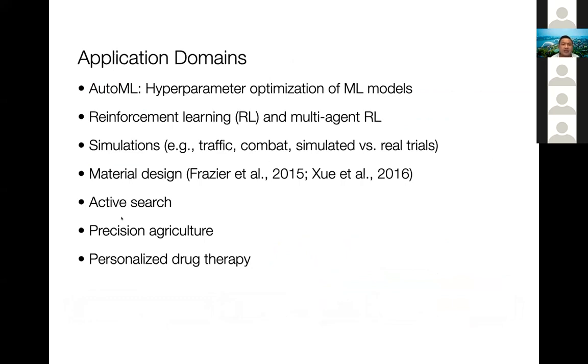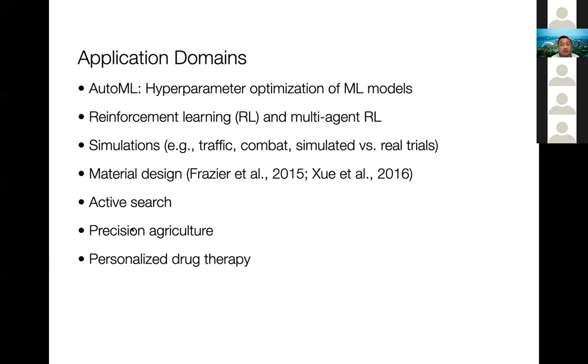I've given a list here of where it can be useful. I've already mentioned quite a few, such as hyperparameter optimization in reinforcement learning and multi-agent reinforcement learning. Simulation folks are very excited about BO because they often take days to run a simulation. Material design as well: I do know that in A*STAR, the Institute of Materials Research and Engineering, they have been using Bayesian optimization widely. You can use it in active search. Recently, I have a project on growing crops, and I'm going to use it in precision agriculture.